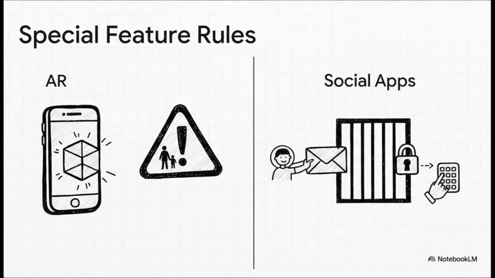Simple as that. And what if you're building something with some cool bells and whistles? If you're using augmented reality, you need to add a safety warning about paying attention to the real world. And if it's a social app, you've got to include reminders about online safety and require something like a password, an adult action, before a kid can share personal info.